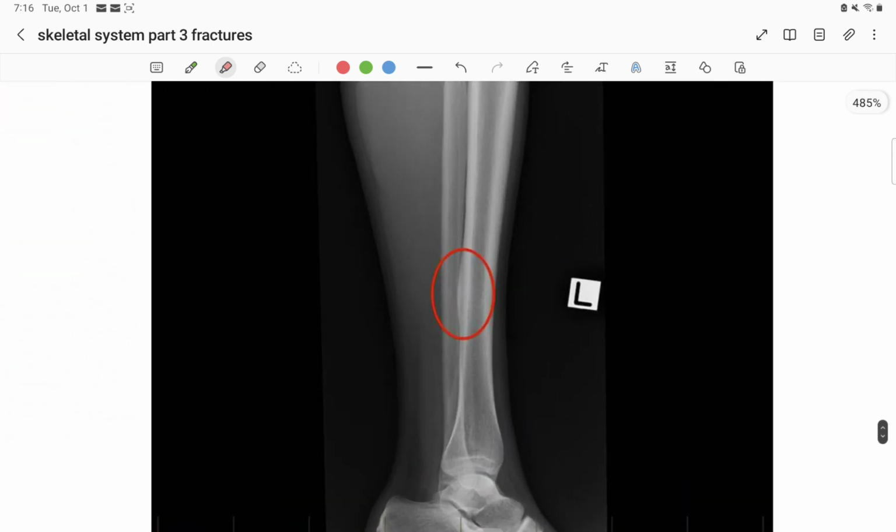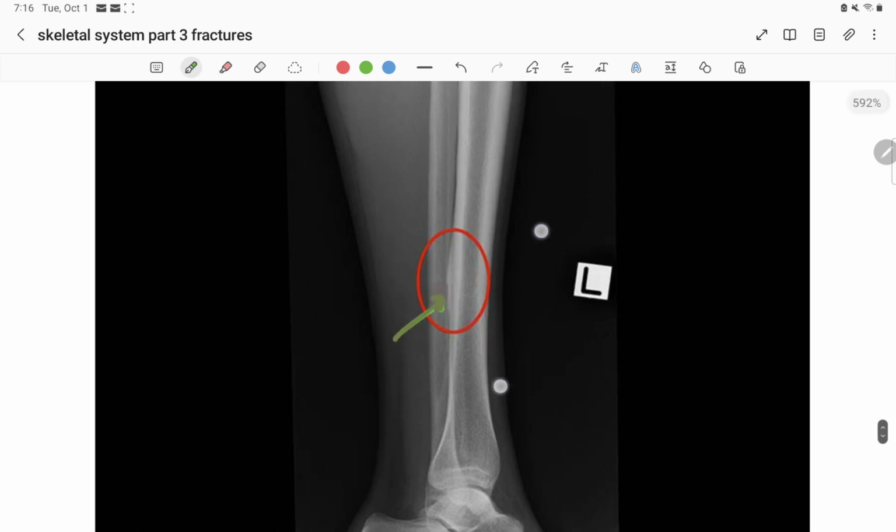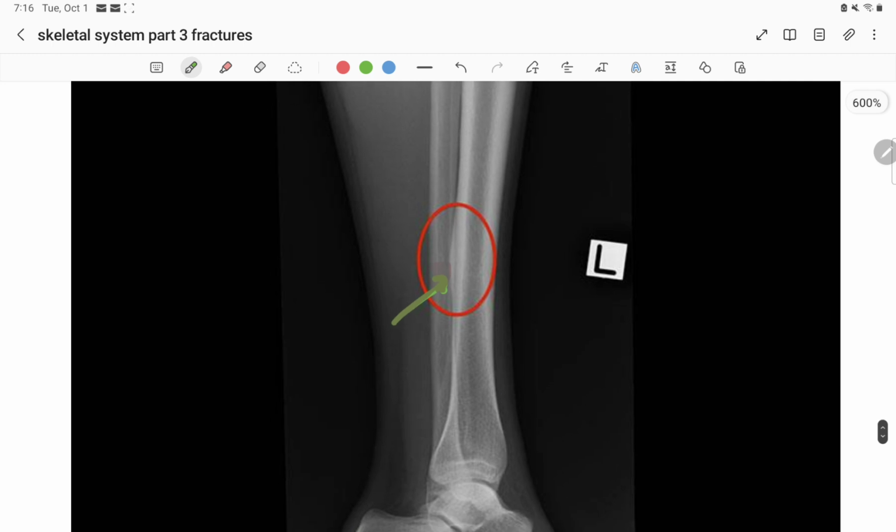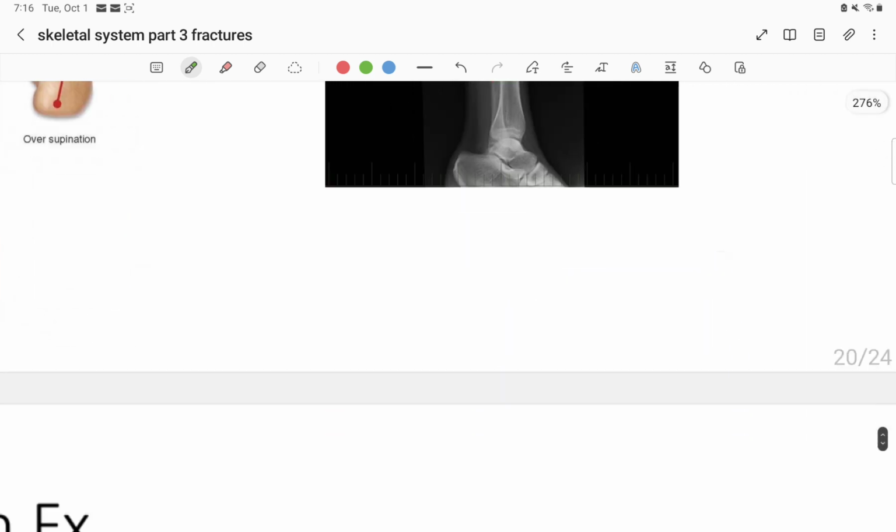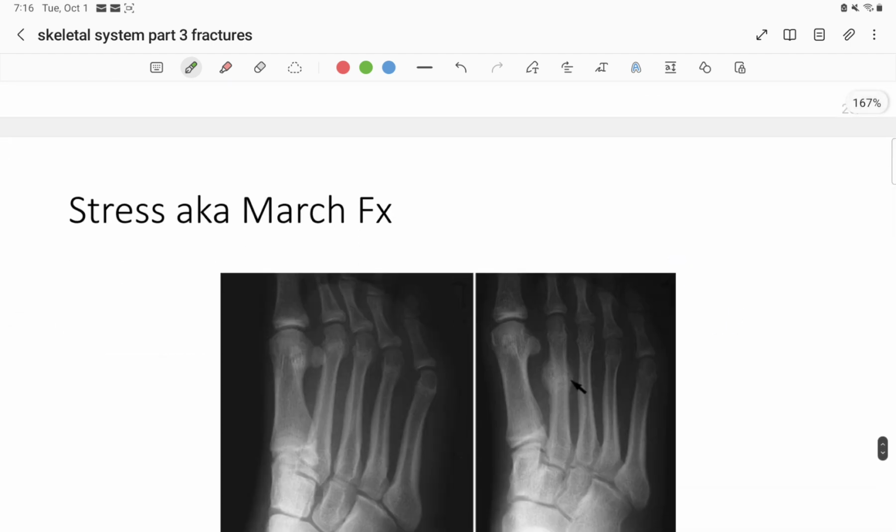Okay, in this case, there's actually a stress fracture to the tibia. And you can see the little white fuzzy part of bone. That's letting you know that the bone is irritated and therefore a stress fracture.